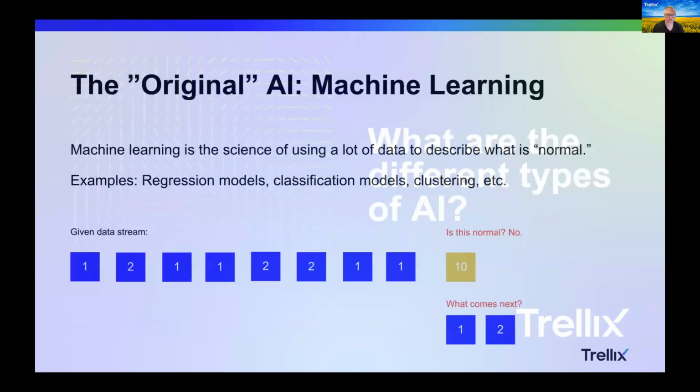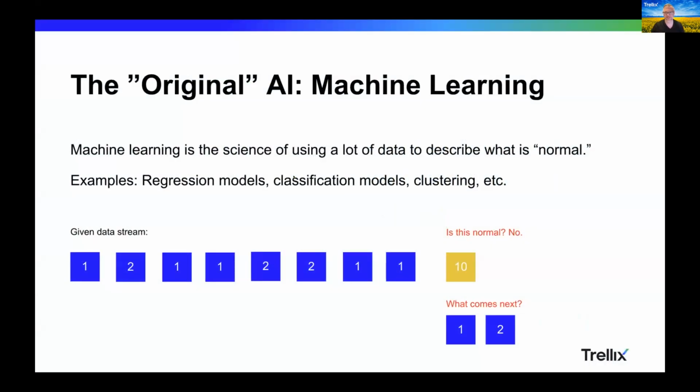What are the different types of AI? I like to level set with this because we've been hearing about AI for a whole decade now, and we need to understand, now that we're hearing about AI constantly all day, every day, what are we talking about? So originally there's machine learning, which is given a data stream, a bunch of ones and twos. You can ask, is a 10 normal?